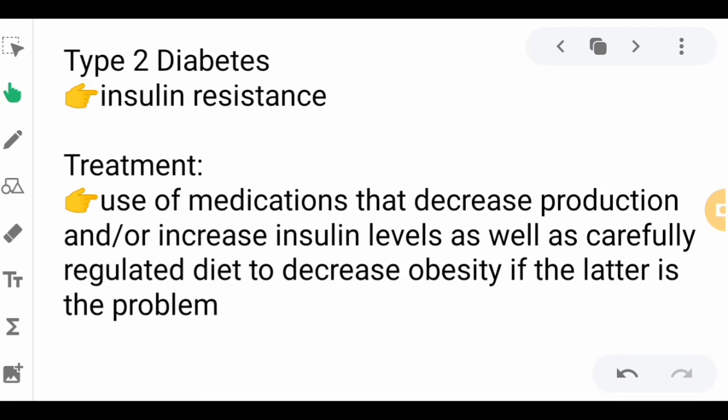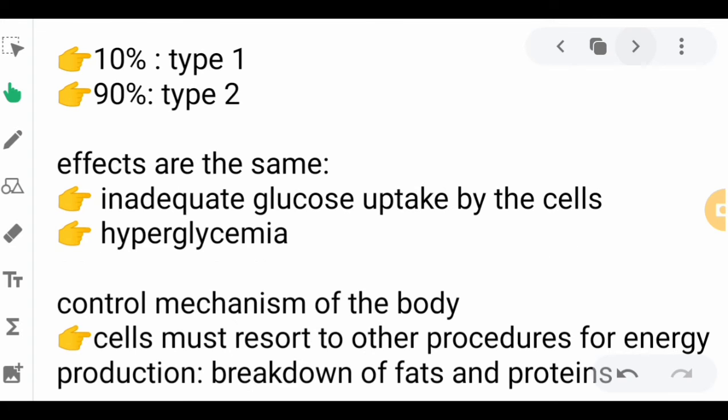Type 2 diabetes results from insulin resistance. This is a condition in which cells fail to use insulin properly. Bodily insulin production may be normal, but the cells do not respond to it normally. The treatment involves medications that decrease glucose production and or increase insulin levels, as well as a carefully regulated diet to decrease obesity if the latter is the problem. The more efficient use of undamaged insulin receptors occurs at increased insulin levels. About 10% of the population with diabetes are type 1, and the remaining 90% are type 2.